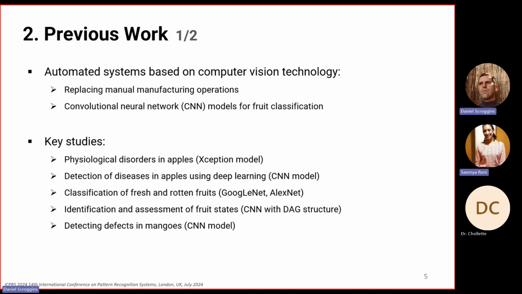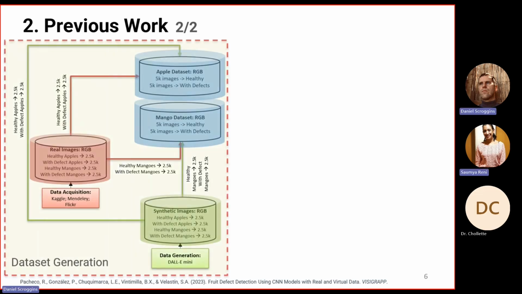Related to the previous work that we published in another conference, we worked with defect detection using CNN models with a real and virtual image data set. In this work, different CNN models were evaluated in order to compare their performance, recognizing defect or healthy in apples and mangoes. For this work, 2 types of data sets were generated, one real image data set and one synthetic image data set. These 2 types of data sets were used for the apple data set and for the mangoes data set.